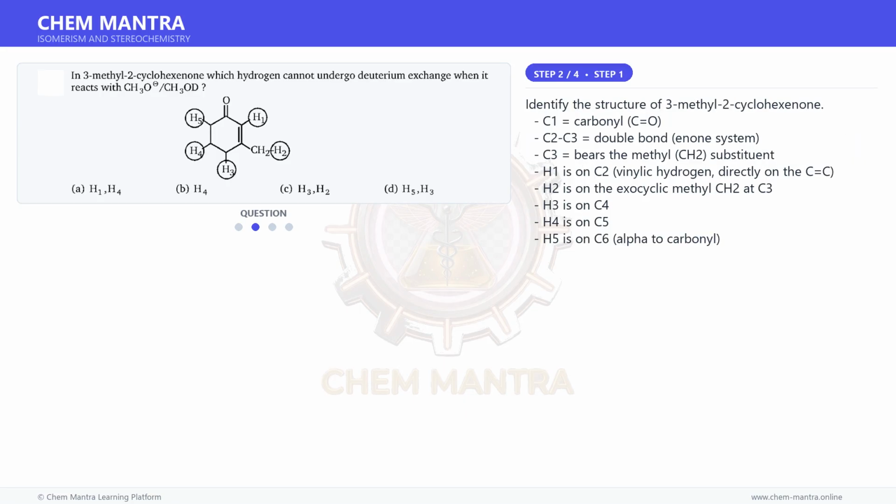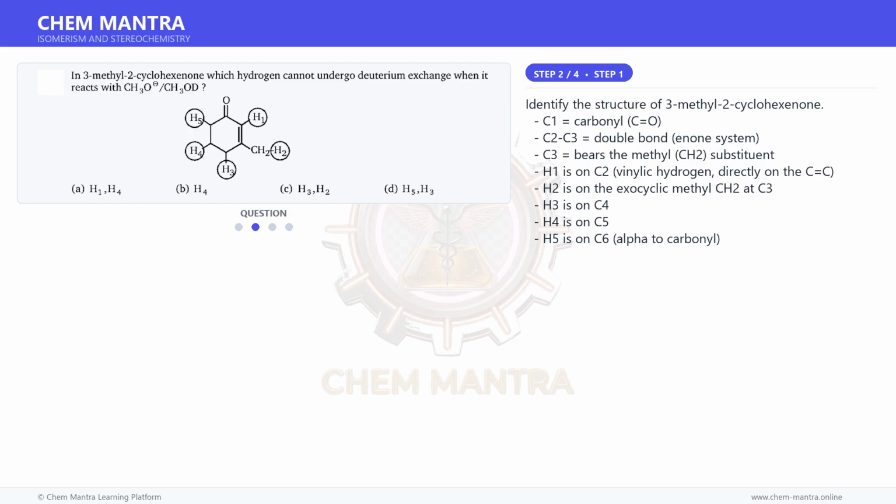Identify the structure of 3-methyl-2-cyclohexenone. C1 is the carbonyl, C=O. C2=C3 is the double bond, an enone system. C3 bears the methyl, CH3 substituent. H1 is on C2, a vinylic hydrogen, directly on the C=C.